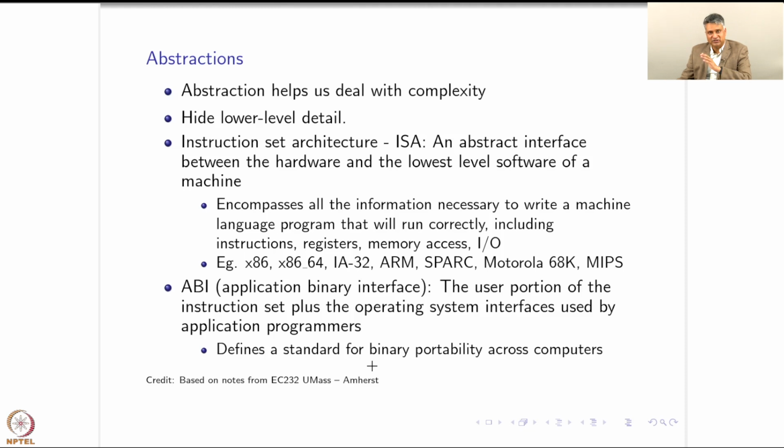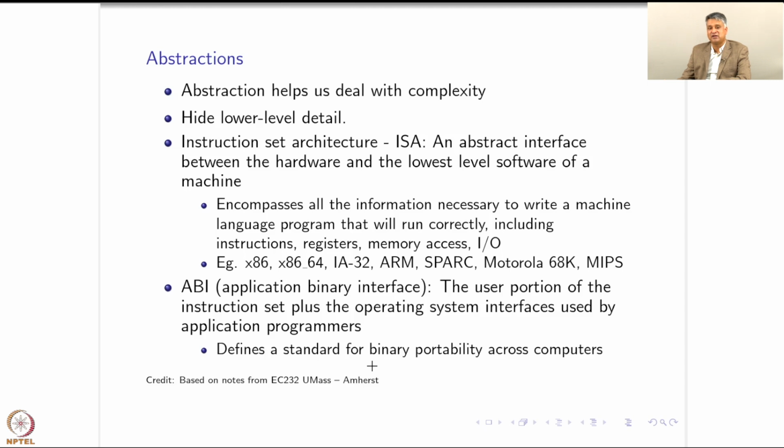Now, apart from the instruction set architecture which deals with the hardware, you have what is called the application binary interface. This is the user portion of the instruction set. The reason we need this is portability across computers. A program which can compile and run only on a single machine is a fairly useless program. What we would like to have is reproducibility and portability. More importantly, sometimes it is necessary to share only binary code and not the raw source code for use in other places due to intellectual property reasons.